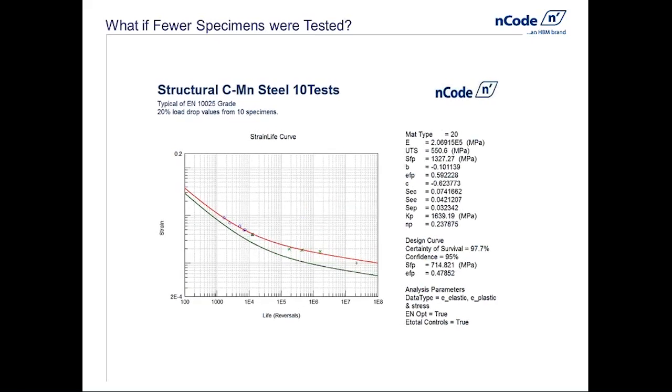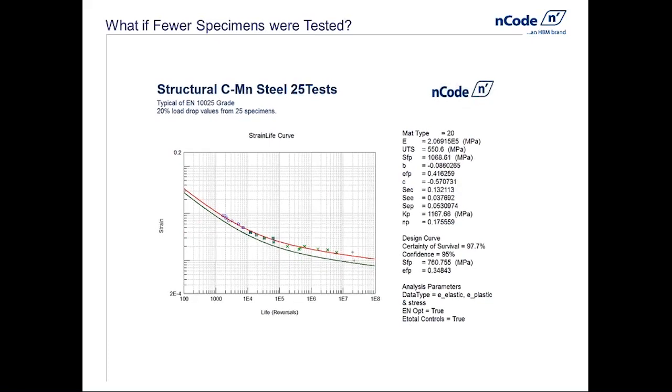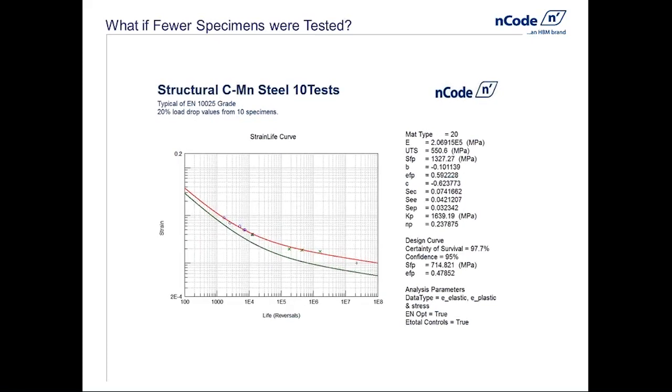And if you look at the parameters as I'm doing that, you'll see the numbers change as well, significantly in the case of the sigma F prime. So that is the reasoning behind why we do 25 specimens rather than 15, which is what we do as a compromise if we're doing it specifically for an individual group. It's a compromise between price and performance.